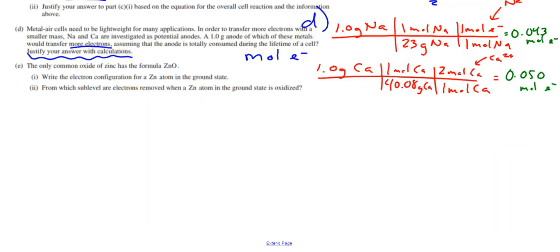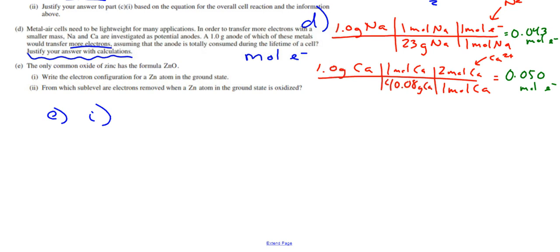Last part. Completely unrelated. Well, not unrelated. I should never say that. Everything's related, but it feels like it's unrelated to the kind of material that you're being asked. It says the only common oxide of zinc has a formula ZnO, which really doesn't mean anything with the next part of the question. Write the electron configuration of Zn atom in the ground state.